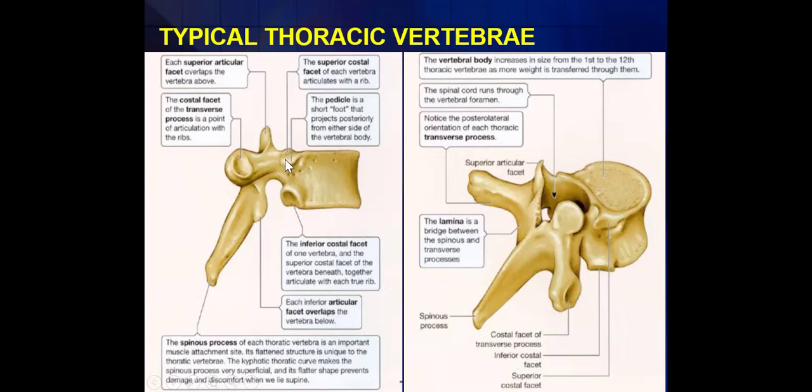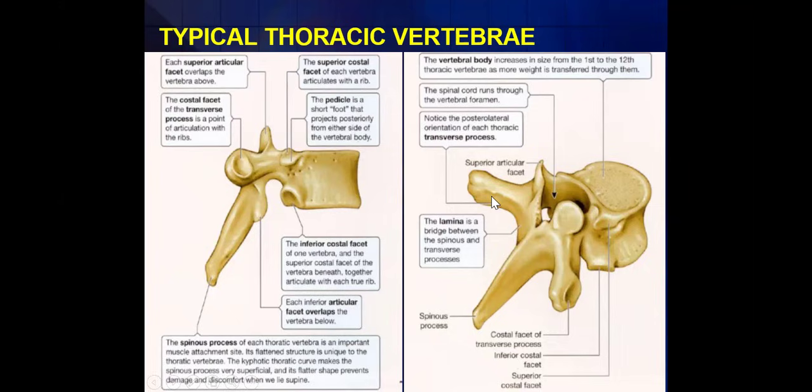Superior costal facet of each vertebra articulates with the rib, the demi facet. This is the inferior costal facet of the one vertebra and the superior costal facet of the vertebra beneath; together they articulate with each true rib. So this is actually known as the demi facet. This is the spinous process.